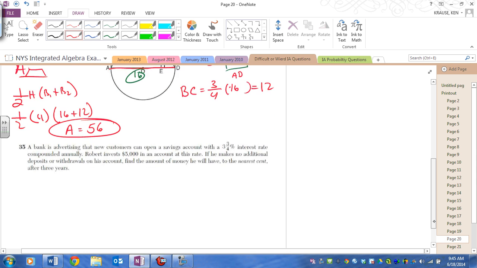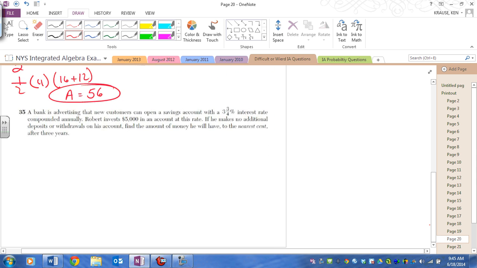Alright, moving on. Last question of this page. A bank advertising. Alright, so the reason I gave you this one, I know we've done a few of these, this is 3.25%. Let's talk about that. 3 3/4%. I gave that one this year, and our kids just really messed it up. And you should know that 3/4 is really 0.75, so this is 3.75.